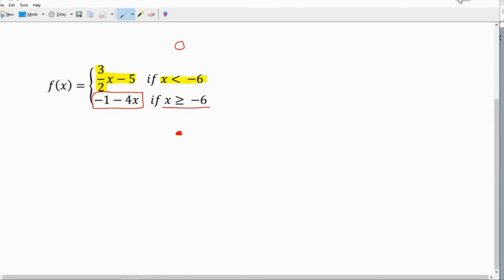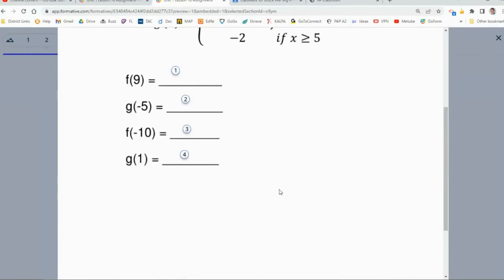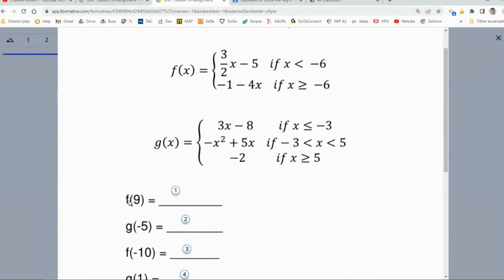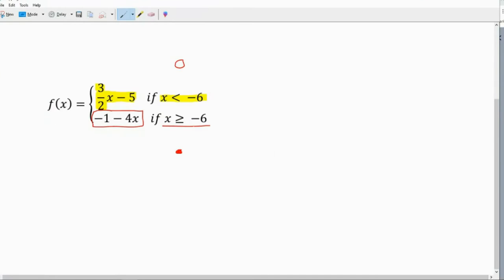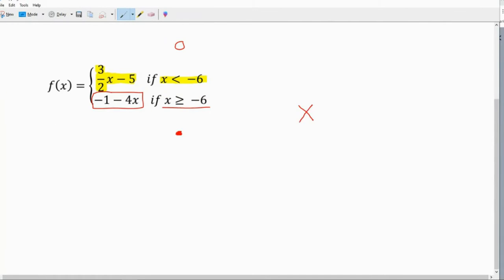So knowing that, this doesn't have us graph this one. It just has us calculate f of 9. F of 9 uses that first function. So f of 9, well, let's see. If x equals 9, we've got to figure out, are we going to use this yellow one or the red one? X is less than -6. Is 9 less than -6? No, of course 9 is not less than -6. It's greater than that. So that means we're going to use this function.